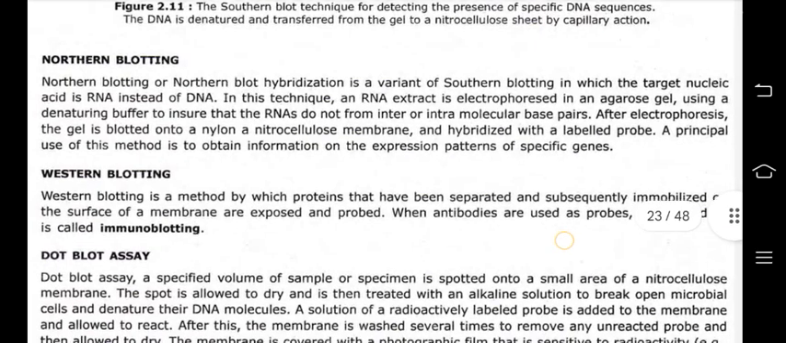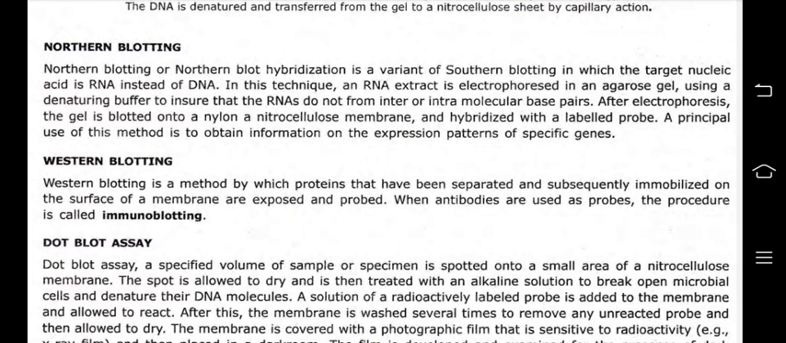Then northern blotting. Northern blotting or northern blot hybridization is a variant of Southern blotting in which the target nucleic acid is RNA instead of DNA. In this technique, an RNA extract is electrophoresed in an agarose gel using a denaturing buffer to ensure that RNAs do not form inter or intramolecular base pairs. After electrophoresis, the gel is blotted onto a nylon or nitrocellulose membrane and hybridized with the labeled probe. A principal use of this method is to obtain information on the expression patterns of specific genes.